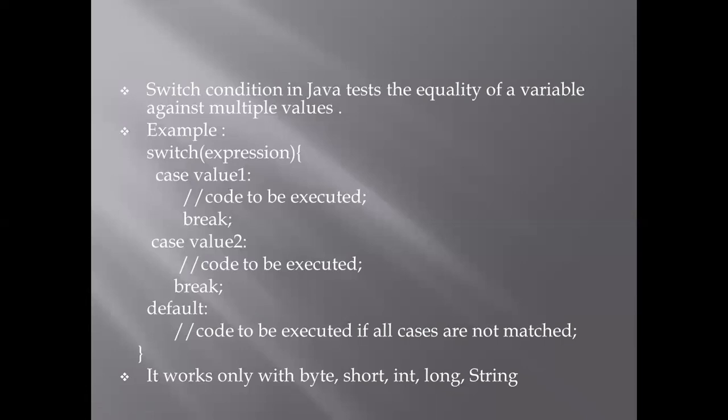Again, we put another case: if this expression equals value 2, please execute this block of code. And at the end of our code, we put the break keyword. And we can put as many cases as we want. And at the end, it's optional to give a default case. If all previous cases are false, we can put a default case at the end, but it's optional. It's up to you to put a default case or not.